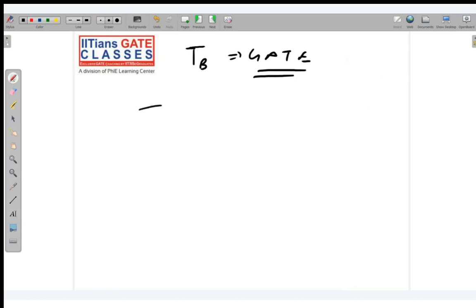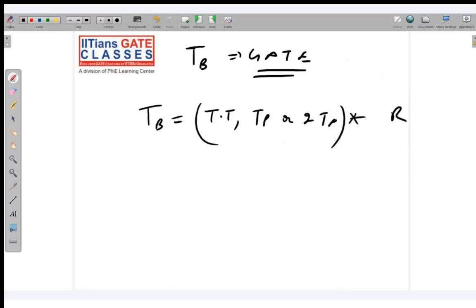So what is the value of back off time? Back off time can be TT or TP or 2TP, multiplied by some random number R. How to calculate this R? Don't worry, we will tell you these things also. So back off time should be either TT or TP or 2TP multiplied by R. The question should specify what to consider for back off time.